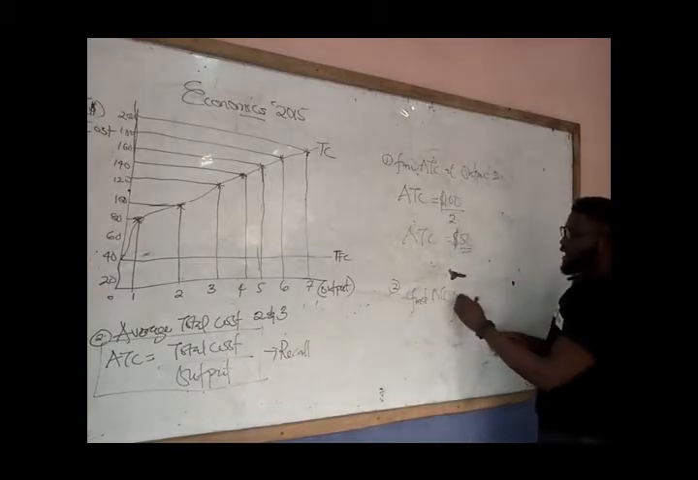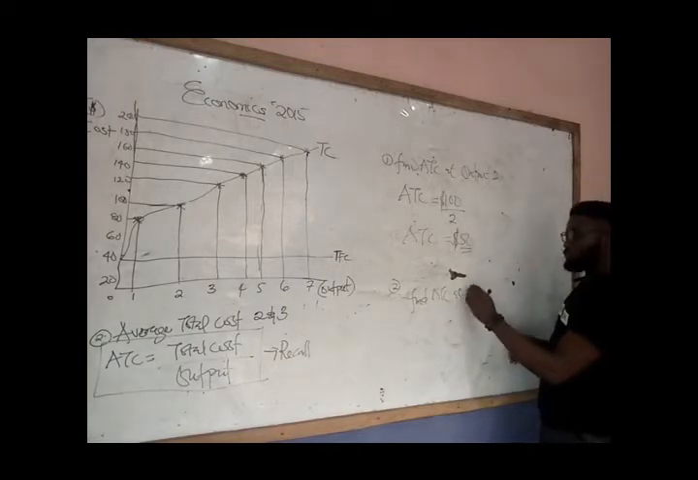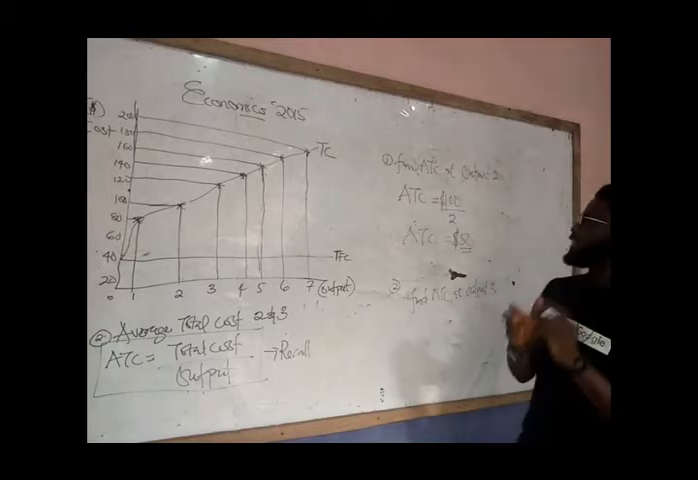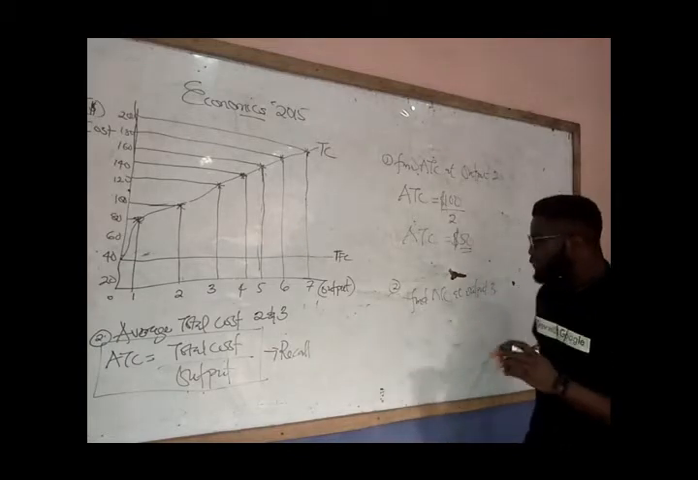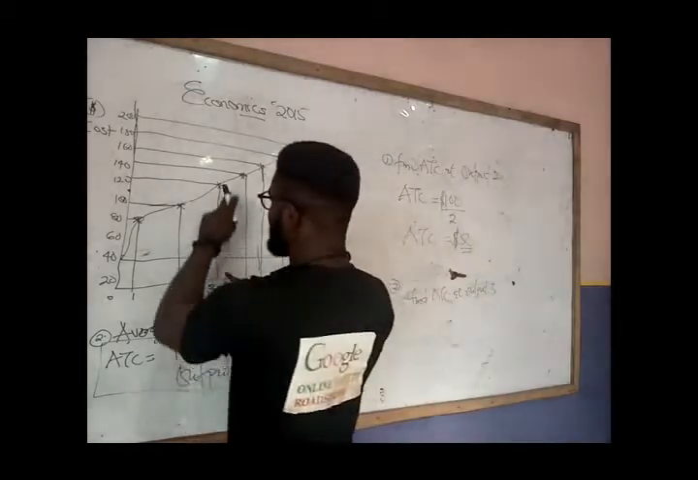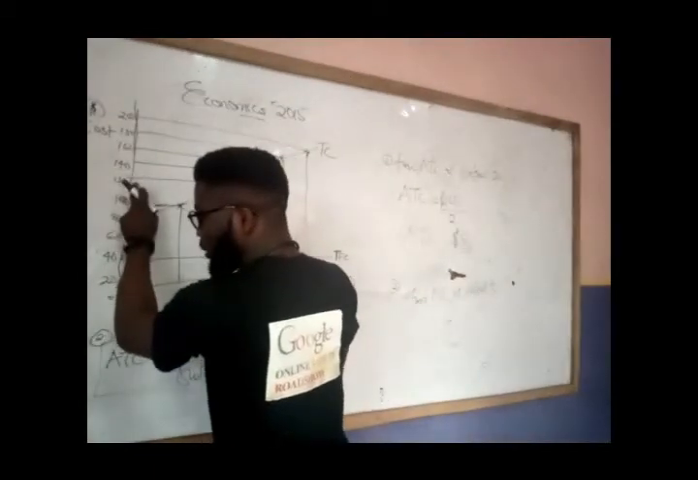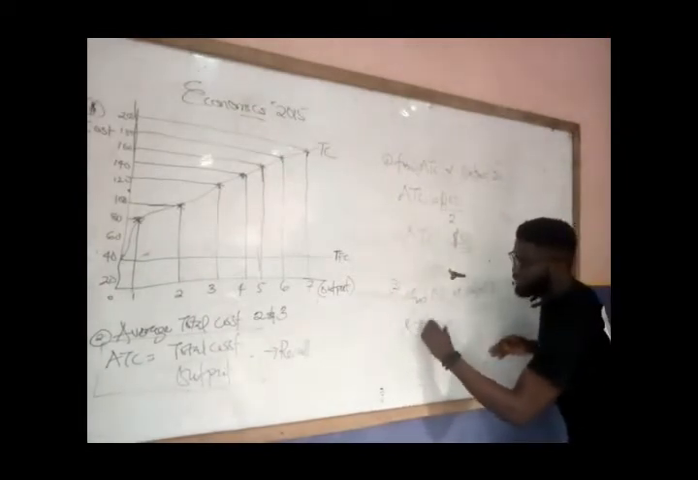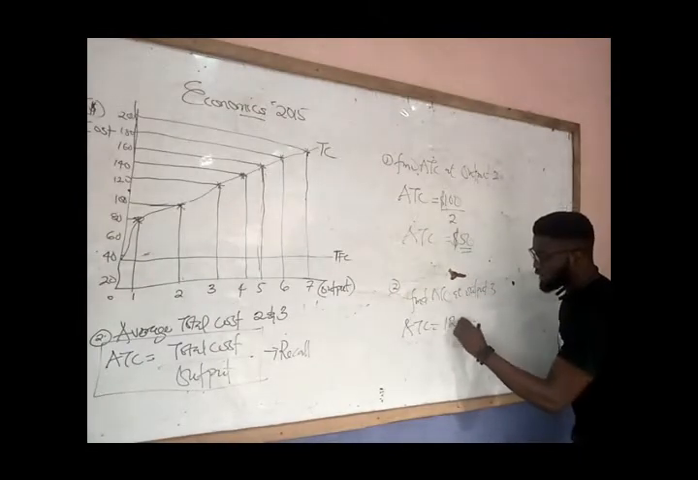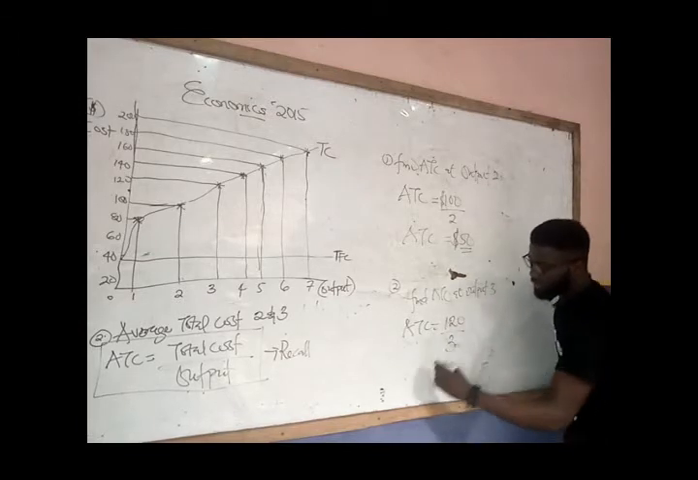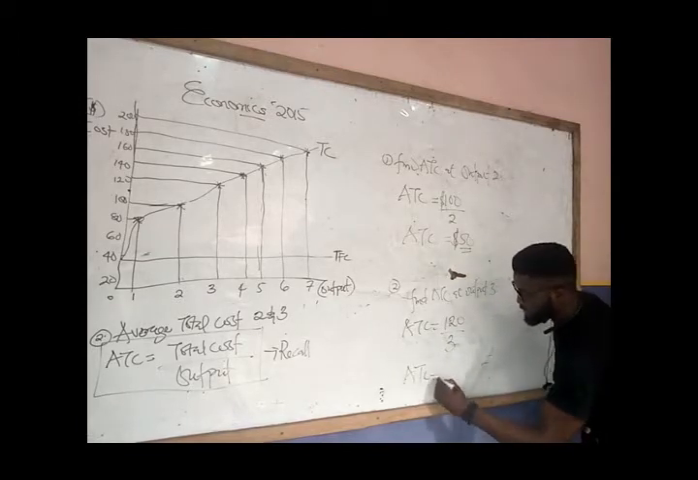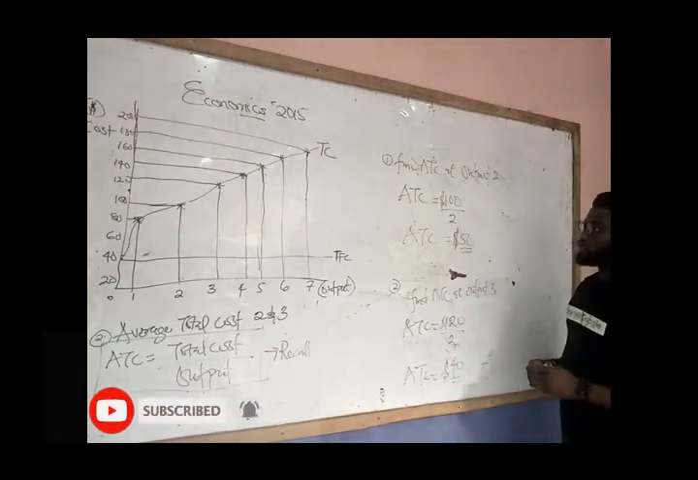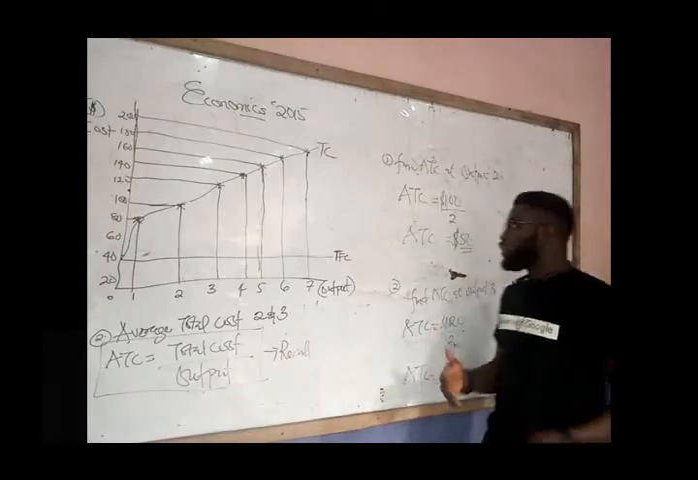Now, find ATC at output 3. We are finding ATC at output 3. Now you come back again. We have 120 as our total cost. So we say ATC equals 120 divided by 3. Therefore, our ATC equals $40. Don't forget how I told you that time, so you give a summary of what you've calculated.